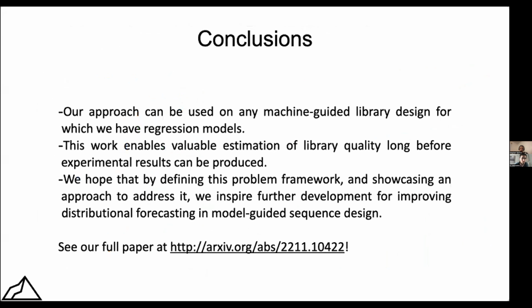And so with my 1 minute, I just want to run through some takeaways. The first takeaway here is that our approach, we think it's pretty general. It can be used on any machine-guided library design for which we have regression models. It's not just AAV. And another aspect of this is you can swap in different pieces to this approach. So we talked about using a GMM, which makes sense for a lot of these high throughput settings, but I think you could imagine swapping some other distributional estimator there.